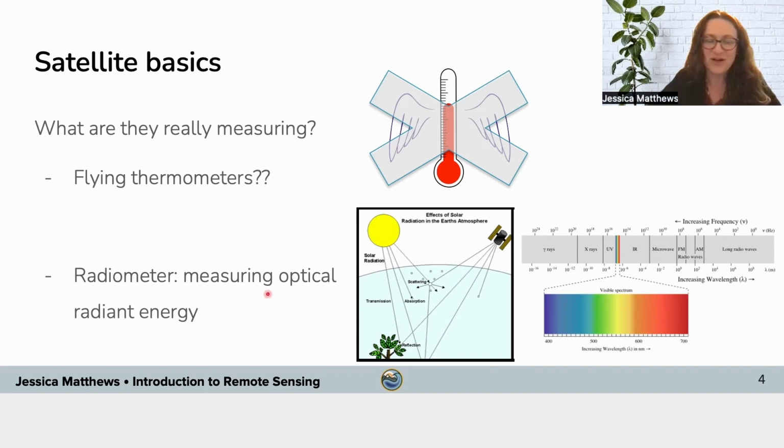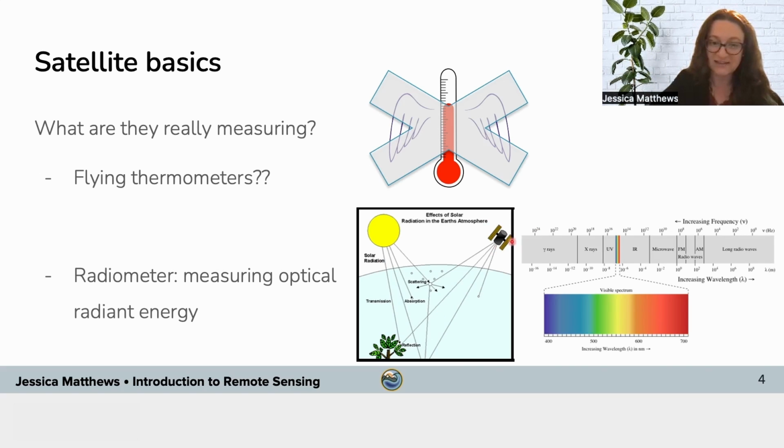For example, look at the figure on the left. This is an illustration of the effects of solar radiation in the Earth's atmosphere. So we have this incident solar radiation coming from our sun, and the shaded area represents the atmosphere of the Earth, where that incident solar radiation could either be scattered, absorbed by the atmosphere, or transmitted through the atmosphere down to the Earth's surface, where it could in turn be reflected.